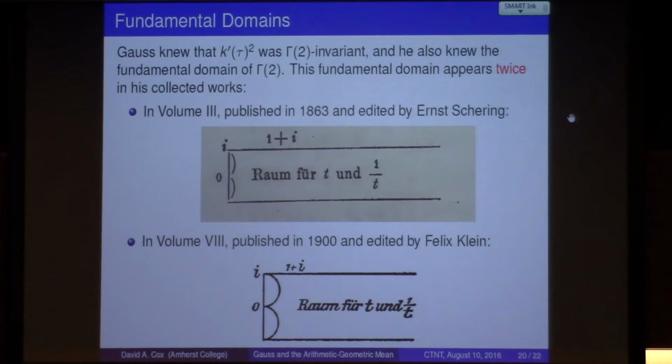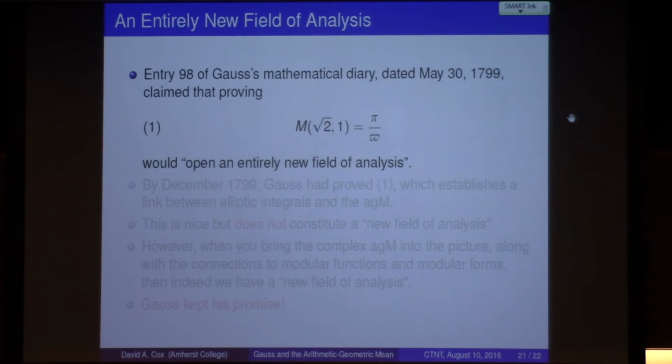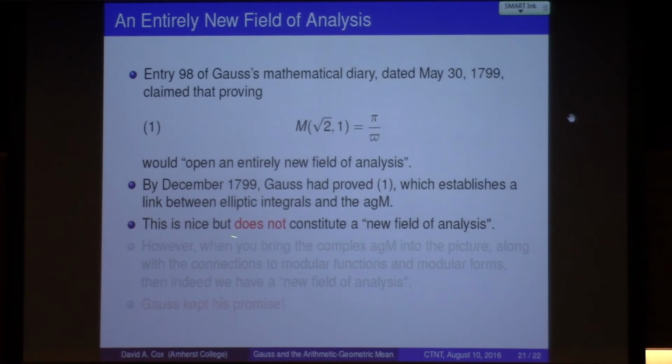So now to finish up, I have two more slides. The first one is to go back to his first entry, where he noticed this, and he said that understanding this will open an entirely new field of analysis. So the question is, was he right? Well, let's think it through. By December, this is May, by December he had proved it, and so we actually got a link between elliptic integrals and the AGM. That's really nice, but I don't think that constitutes something tremendously new. That's just a nice connection between two existing mathematical objects.